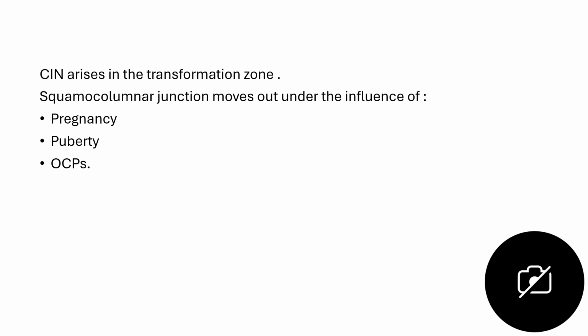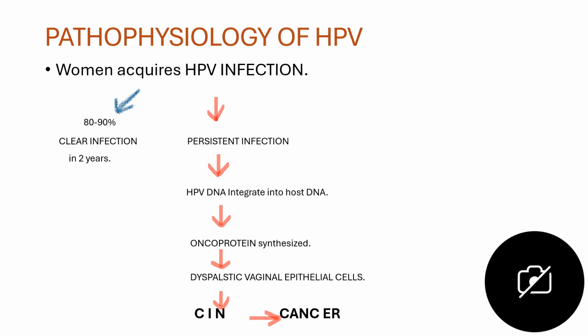CIN, cervical intraepithelial neoplasia, arises in the transformation zone of the cervix. The squamo-columnar junction moves out under the influence of pregnancy, puberty, and OCP. So, what is the pathophysiology of HPV? When a woman acquires HPV infection, almost 80 to 90% of women clear the infection in 2 years. But in some, the infection remains persistent. That leads to HPV DNA integrating into the host DNA. There it leads to oncoprotein synthesis, and that causes dysplastic epithelial cells. That leads to cervical intraepithelial neoplasia, and that leads to cancer.